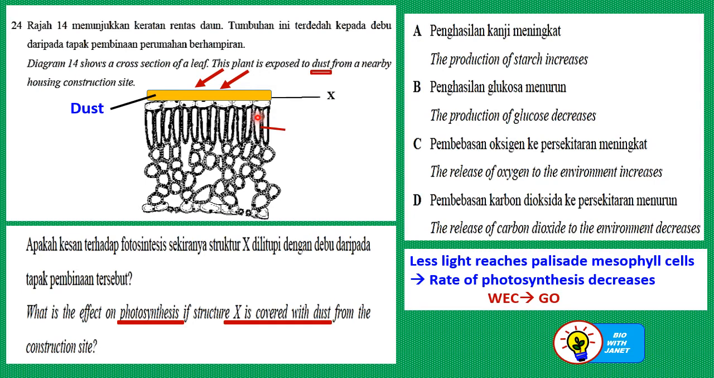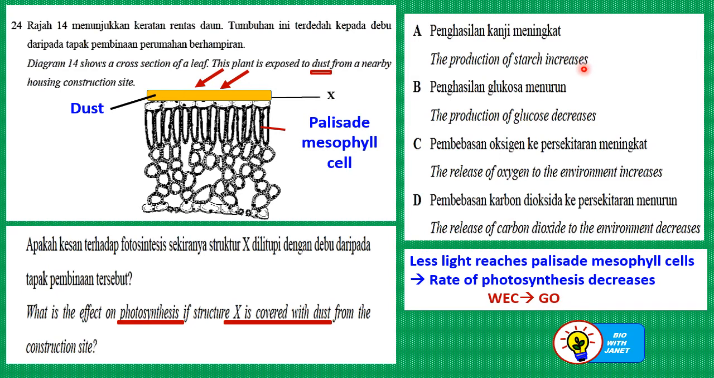Okay, now this layer is called the palisade mesophyll layer. So each of these cells are the palisade mesophyll cells. So these cells will not be able to receive light, right? Light energy for photosynthesis. Okay, so less light reaches the palisade mesophyll cells, and the rate of photosynthesis in these cells will decrease, right? So the rate of photosynthesis will decrease.